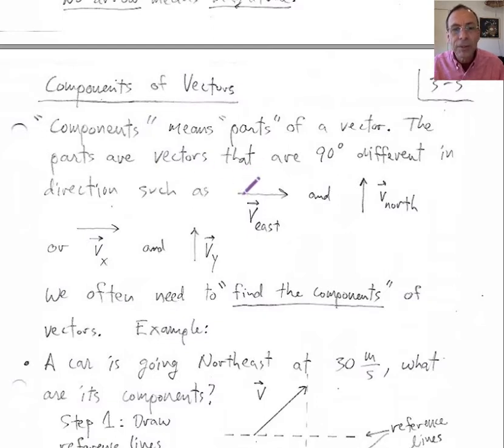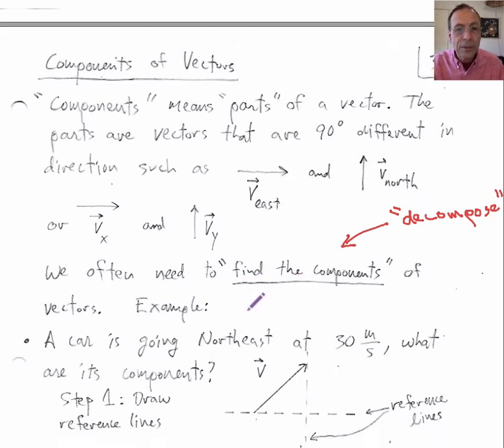So we could say the components of some vector on a map are an east-going part and a north-going part, or maybe an x direction part and a y direction part. And so we want to learn how to find the components. By the way, there's another term for finding the components. It's called to decompose a vector. So the word decompose means finding the components. So let's have some examples.